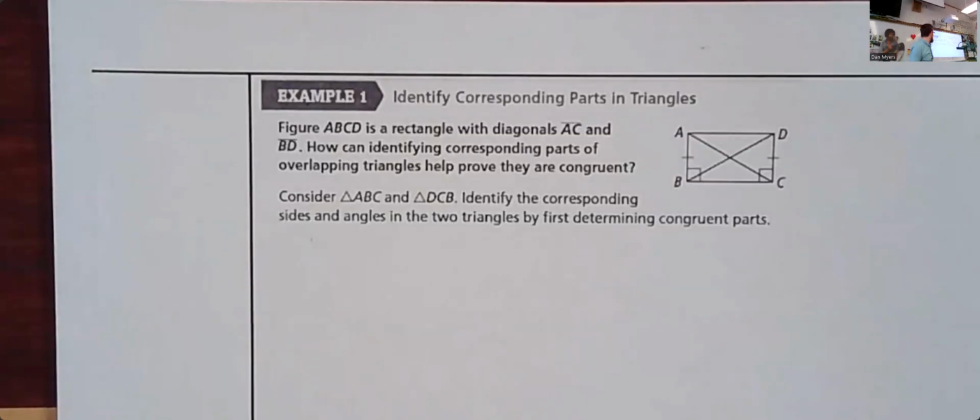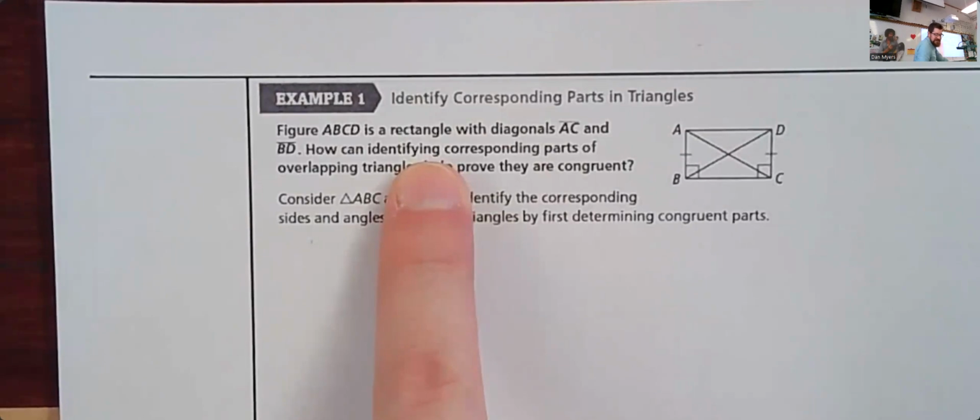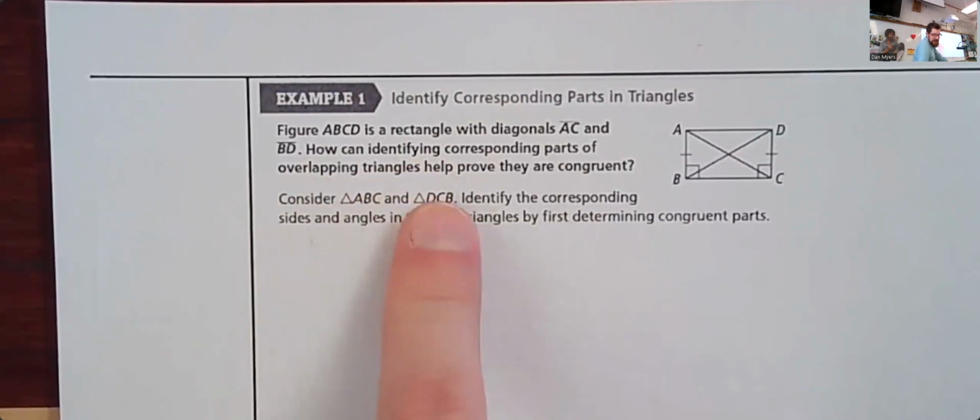Even though we spent a lot of time on the assignment and the warm-up. All right, figure ABCD is a rectangle with diagonals AC and BD. How can identifying corresponding parts of overlapping triangles help to prove that the triangles are congruent?